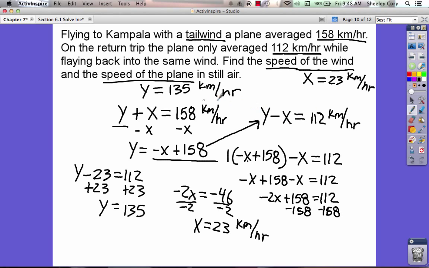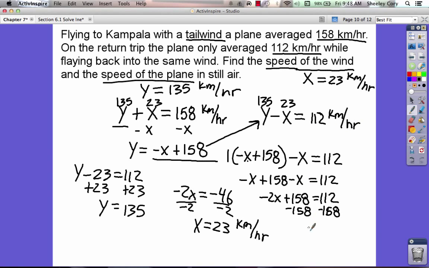All right, we think this is true. Let's check it to make sure. Well, let's use this equation. 135 goes here, 23 goes here. 135 and 23, 158. 135 goes here, 23 comes here. 135 minus 23, 112 kilometers per hour.